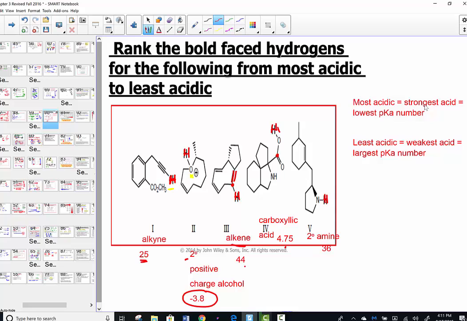So now we want to rank them from the most acidic to the least acidic. Most acidic, lowest pKa value, structure 2. To the least acidic, which is the highest pKa value, structure 3. And just rank them from strongest to weakest using your Ka values. The importance of knowing your functional groups.